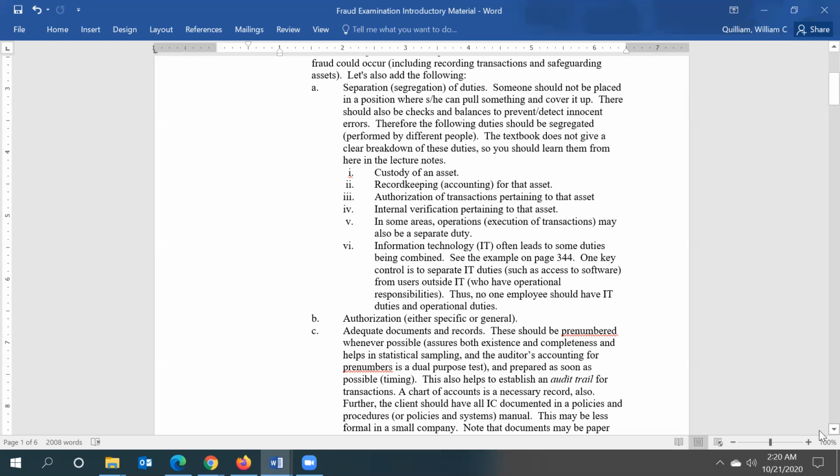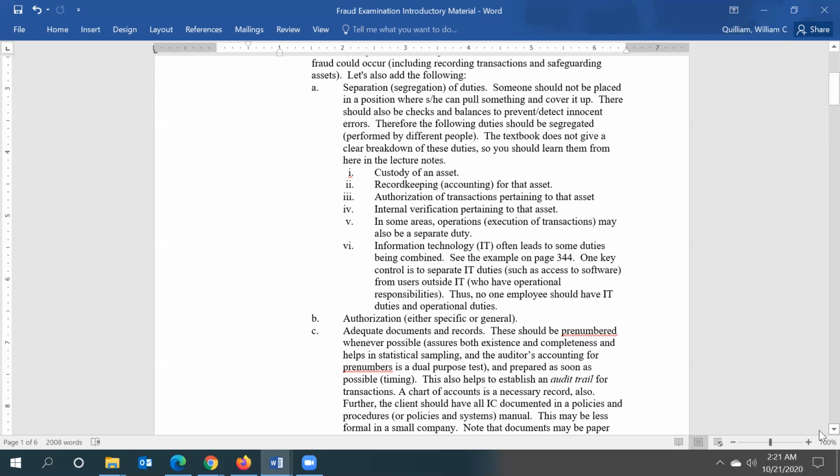Well, then something else we want to be separate, authorization of transactions pertaining to the asset. So let's say that we had someone with custody of cash, they keep the related records regarding cash, and they authorize cash disbursements. That could even range down to signing checks. Well, that person could certainly pay themselves and cover it up successfully.